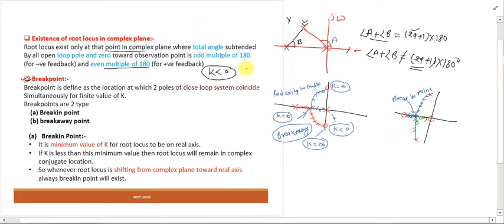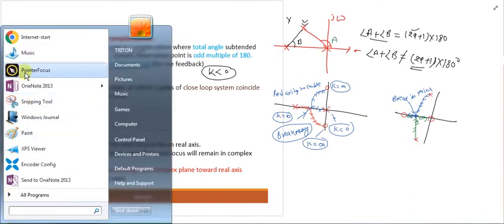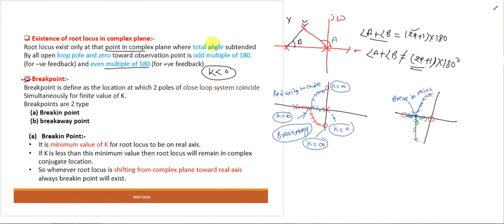Now, sometimes it is said that okay, and breakaway. Let some. Where is the... One second, I need some extra software here. Focus point like this. Okay. This is the breakaway point, or this is the break-in point.